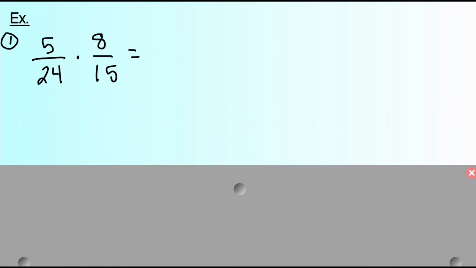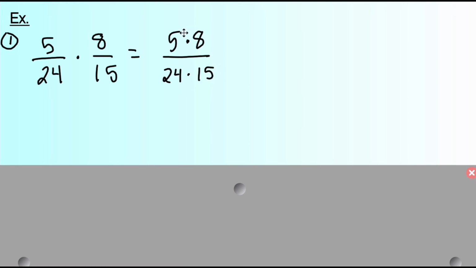Okay, so in this other example, 5/24 times 8/15, if I were to just straight up multiply this, 5 times 8, 40 on top, and then, oh no, 24 times 15, that's going to be a large number. And then I'm going to have to deal with simplifying that. I don't want to do that. Well, that's where pre-simplifying is somewhat useful. So this problem really means 5 times 8 over 24 times 15.